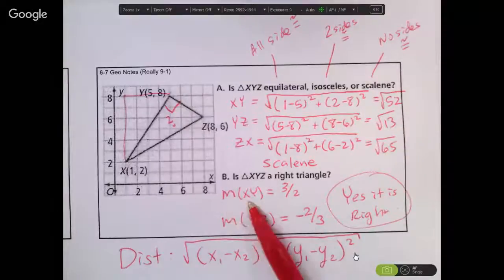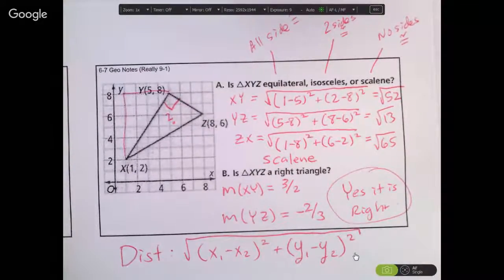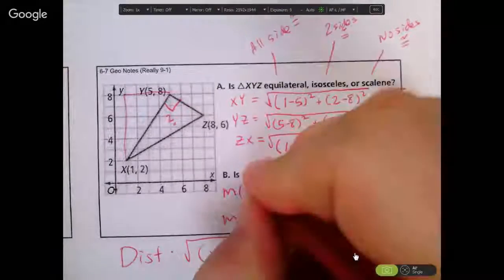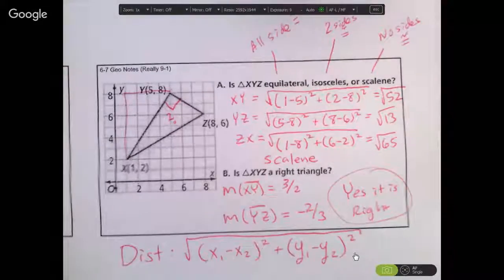This notation right here is mine, okay? So it's just kind of weird, but I think it makes sense. The slope of XY, slope of YZ, okay? Does that make sense? So if you have opposite reciprocals, then that makes them right.